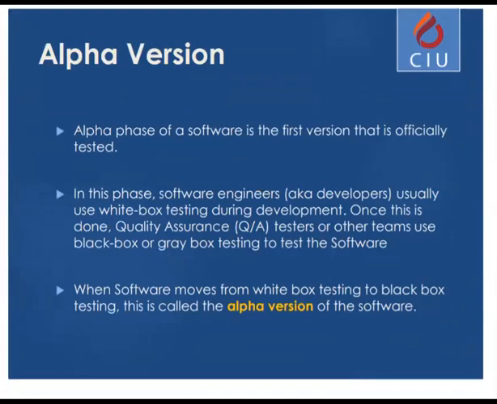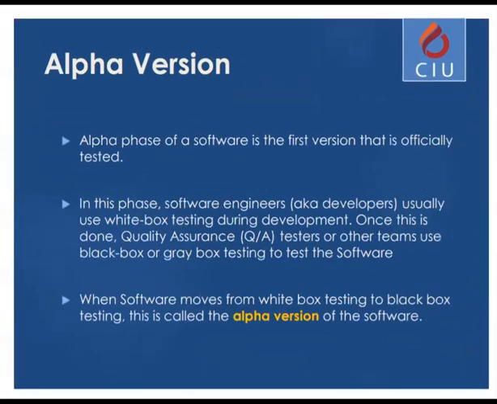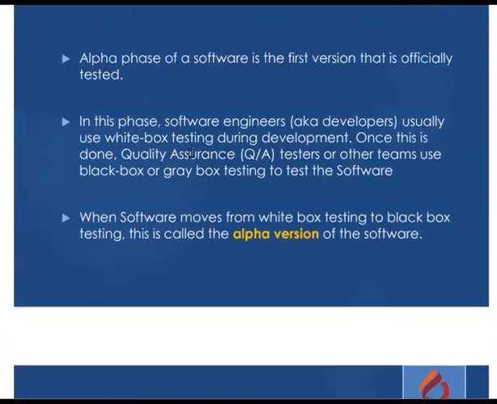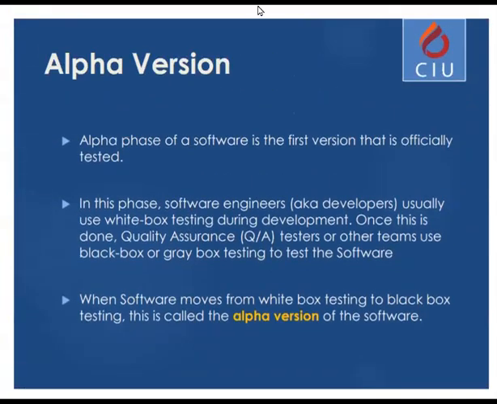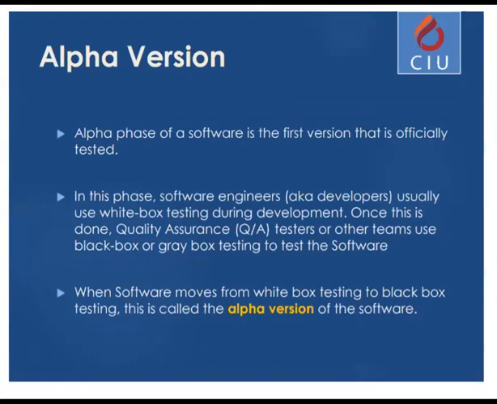Now, once you have done that, an alpha version comes along, which is part of the white box testing. The alpha phase of a software is the first version that is officially tested. In this phase, software engineers usually use white box testing during the development. Once this is done, quality assurance people, as I told you previously, use black box or grey box testing. Grey box testing is a combination of white and black box to test the software. When the software moves from white box testing to black box testing, this is called the alpha version.